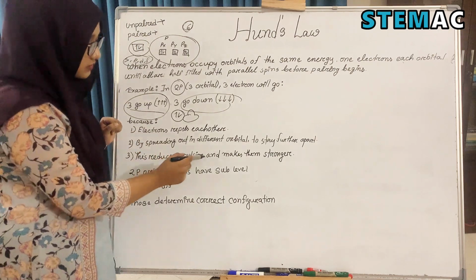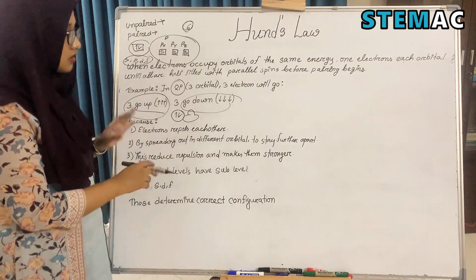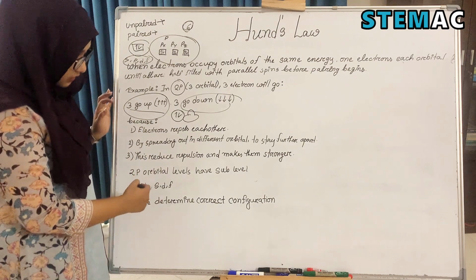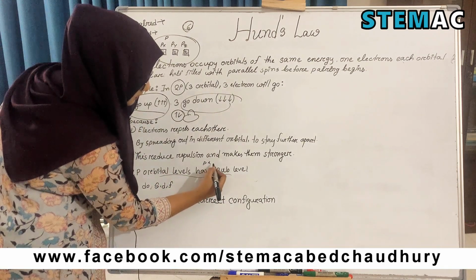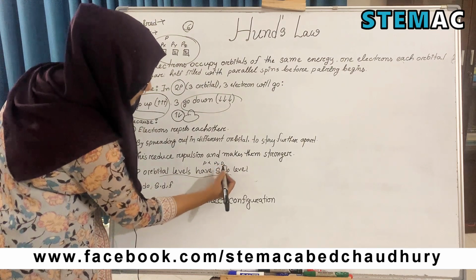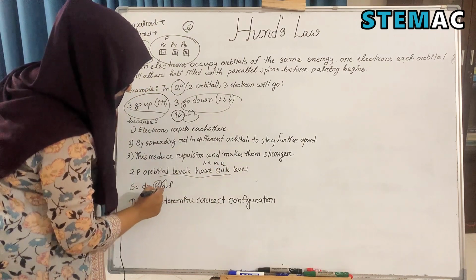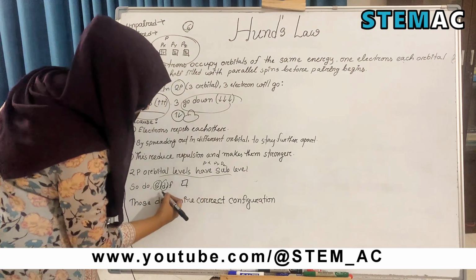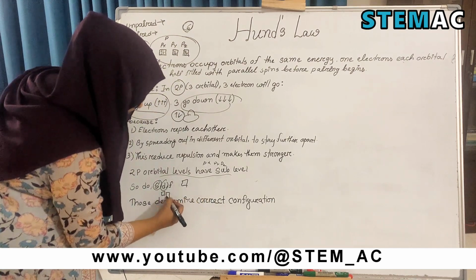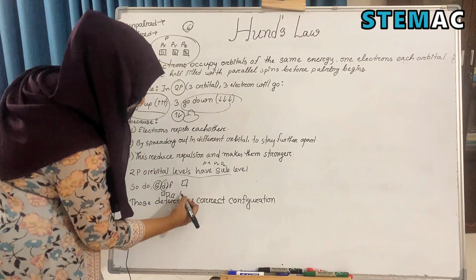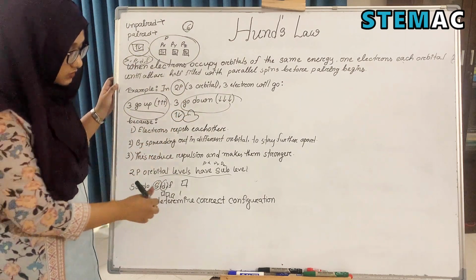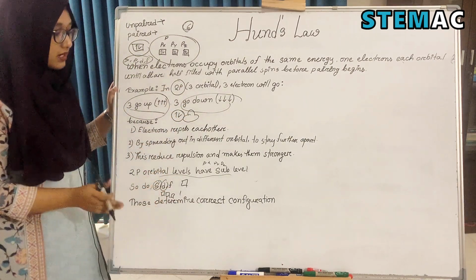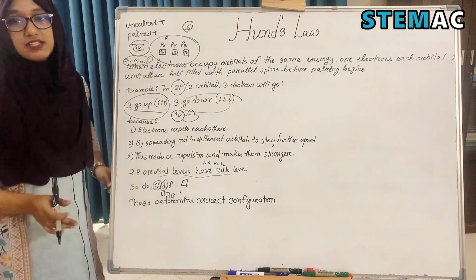So this reduces the repulsion and makes them more stable. The 2p orbital has sublevels px, py, pz, and s has 1 box, p has 3 boxes, and d has 5 boxes, and all have the same up and down situation. Those determine the correct configuration in the case of Hund's law, and that's it for Hund's law.